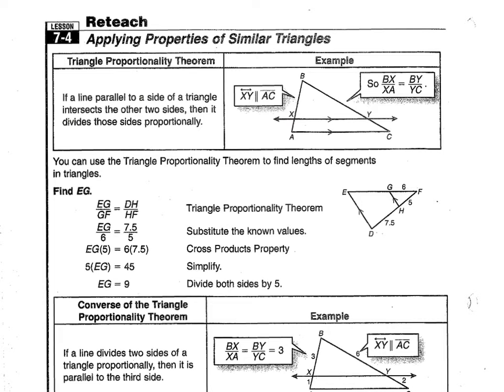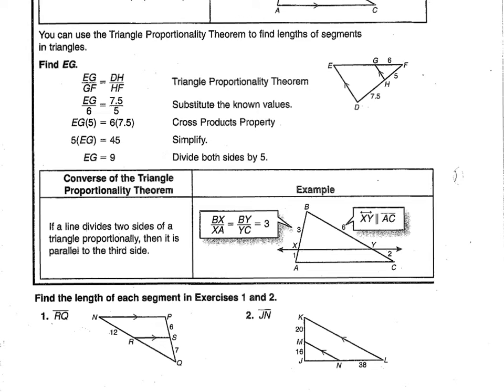The example that is given says find EG, and EG is this piece right here. They're giving us the pieces here. GF is 6, FH is 5, and HD is 7.5. So here we're comparing EG is to GF, so we're getting the two pieces of the side as a ratio, and that equals DH over HF. You plug in the numbers: we don't know EG, 6 is GF, 7.5 is DH, and 5 is HF. Then you just cross multiply, divide by 5, and you get 9.